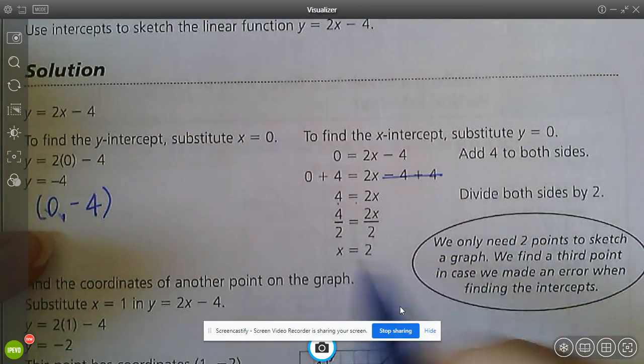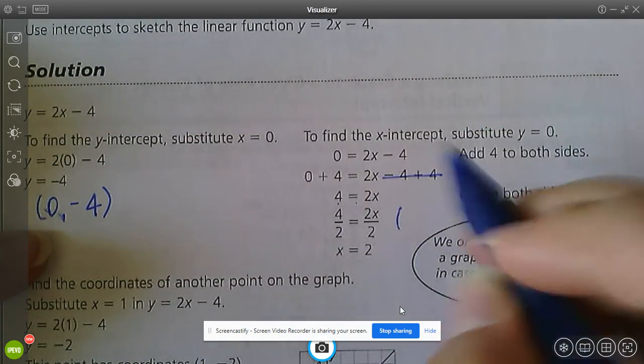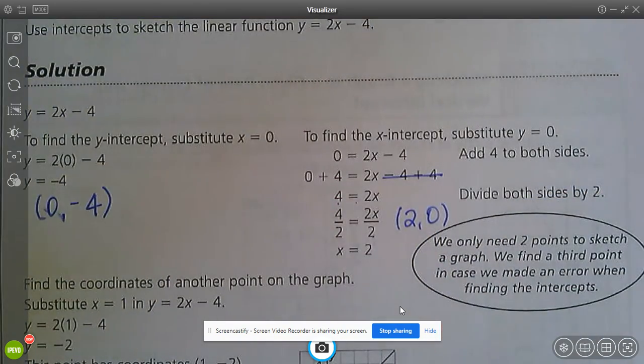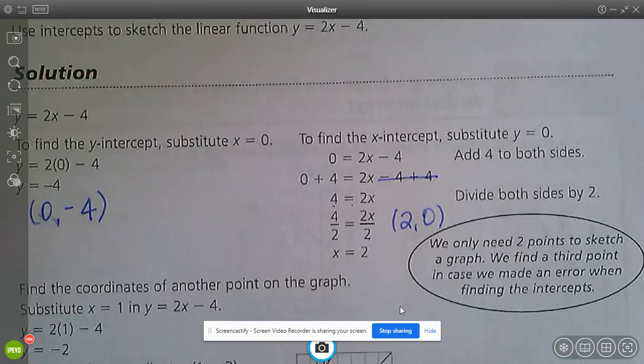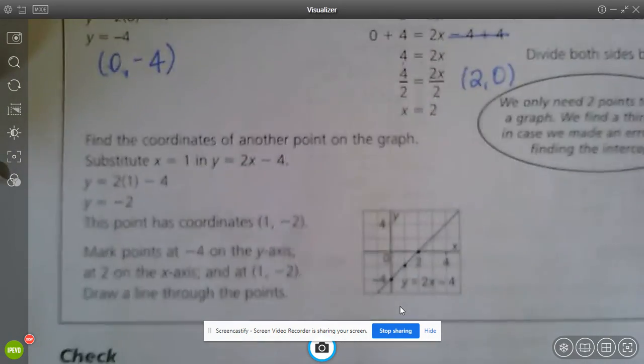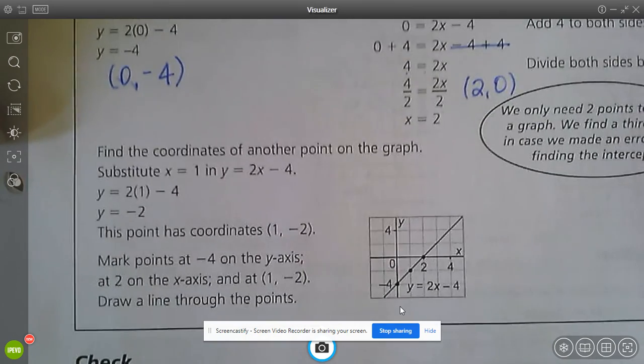So again, when I plot this point, the ordered pair for this is going to be 2 and 0. And then again, they tell you that you should probably choose a third point just to make sure that this is in fact correct. So in this case, they just picked a random value.